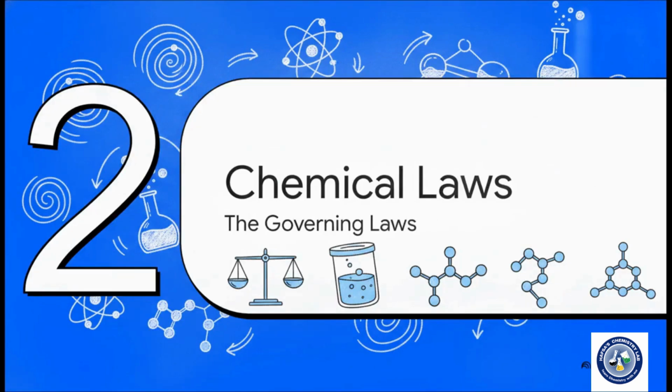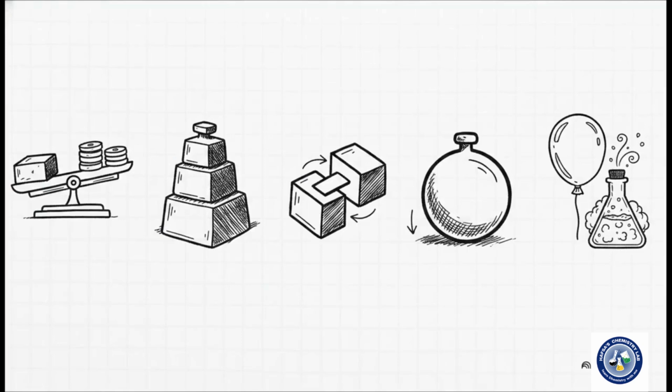Section 2. Laws of chemical combination. The governing laws. So now that our baseline measurements are locked in, we need to understand the 5 unbreakable laws that dictate exactly how matter is allowed to interact. Think of these as the rulebook for the universe. The first 4 laws, conservation of mass, constant composition, multiple proportions, and reciprocal proportions, are all heavily focused on mass and weight. But that 5th one, Gay-Lussac's law, is a bit different.